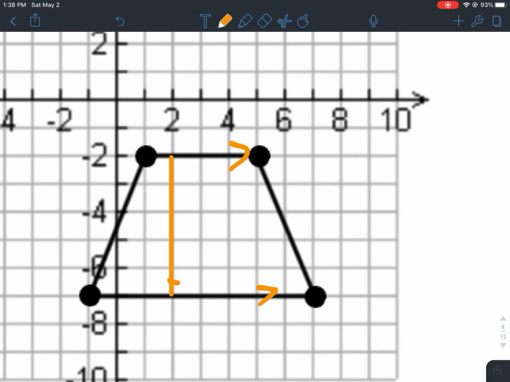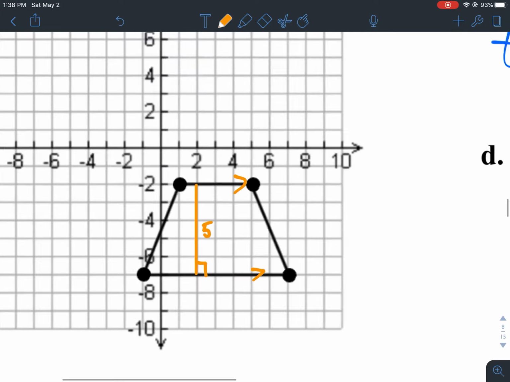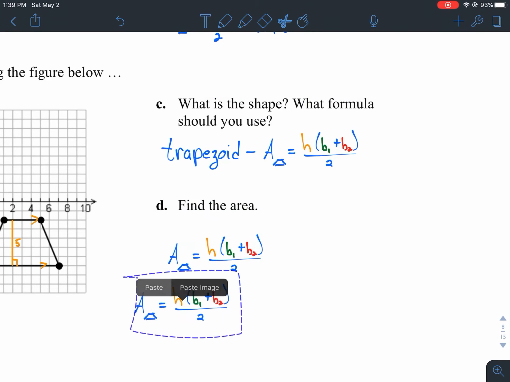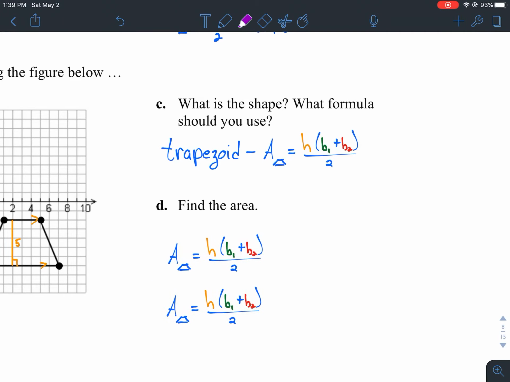So in this case, it is this orange line that I drew on there, and that's a total distance of, what is that, 5. So that is going to be our height. Alright, so our height is going to be 5.